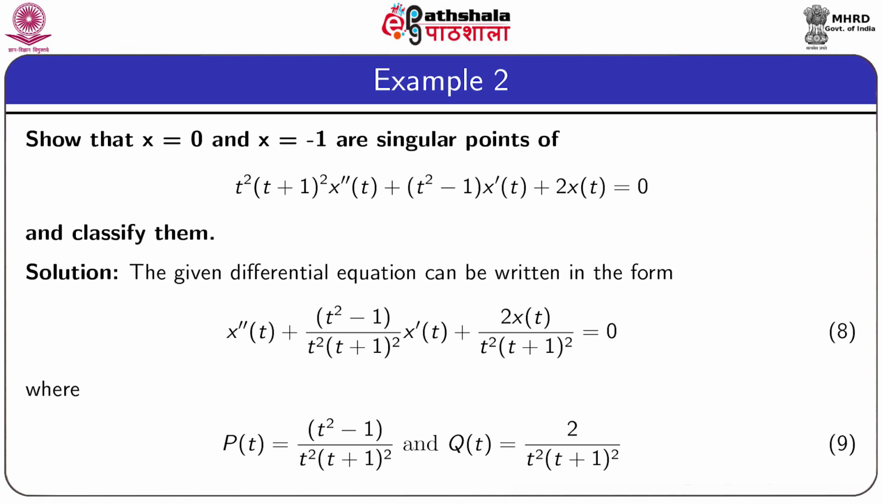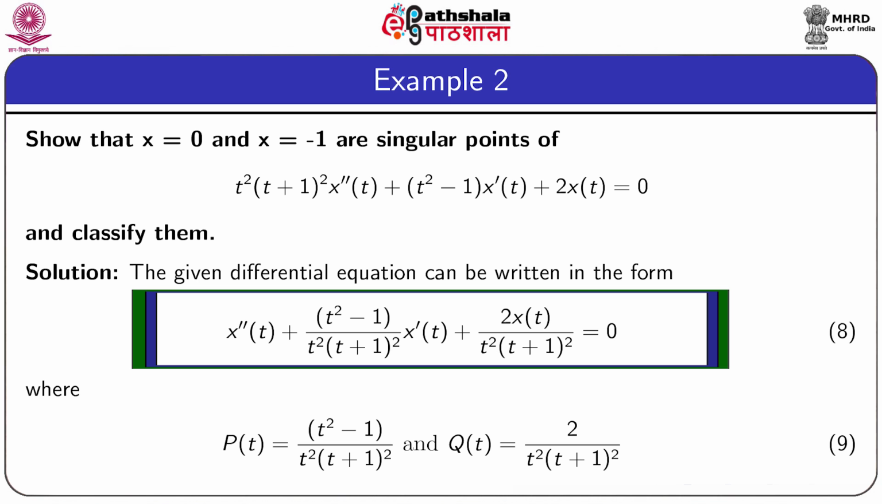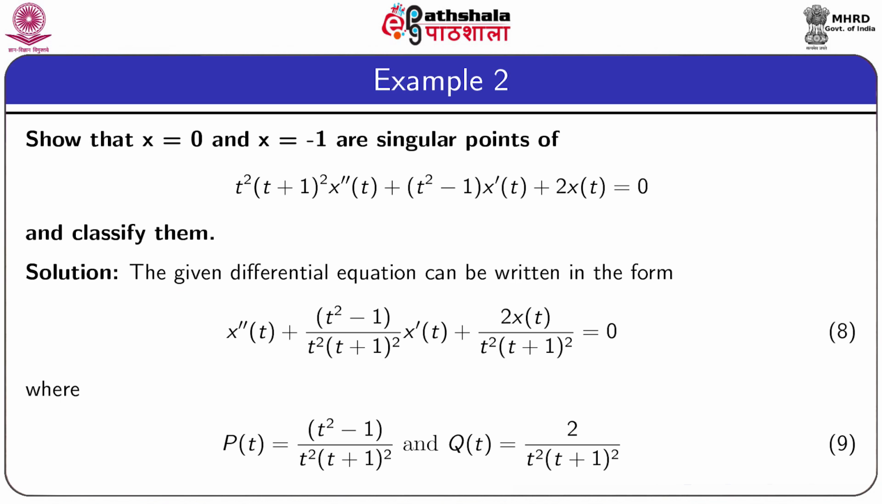we will get expression 8, which is x double dash t plus (t square minus 1) divided by t square into (t plus 1) whole square x dash t plus 2 x t divided by t square into (t plus 1) whole square equal to 0. If we compare equation 8 with the general equation, we will get that Pt is equal to (t square minus 1) divided by t square into (t plus 1) whole square, and Qt equal to 2 divided by t square into (t plus 1) whole square, given by equation 9.